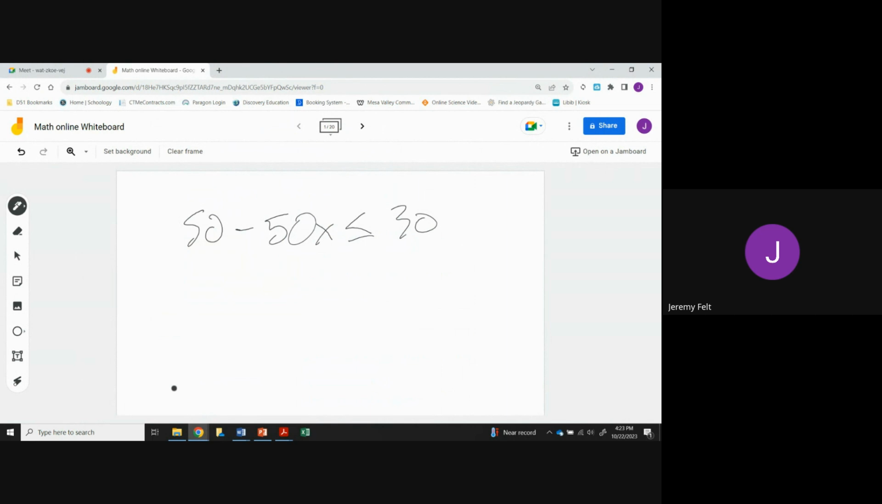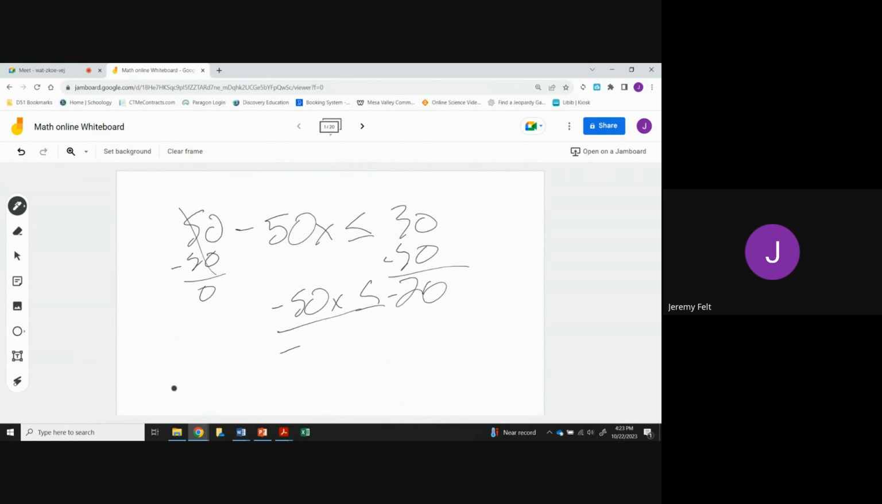All right, so from here, what we want to do, we have a positive 50. We want to get rid of that, so we subtract 50. 50 minus 50 is just 0. And we got to subtract 50 over here. 30 minus 50 is -20. And then we still have this negative sign, so just because we got rid of 50, this still is here, so we got to account for that. We can't just get rid of it.